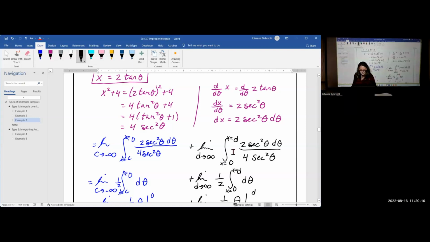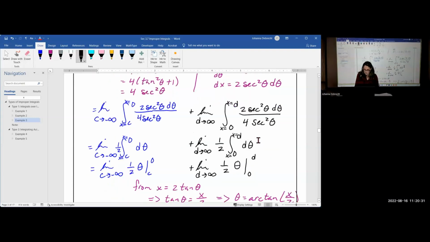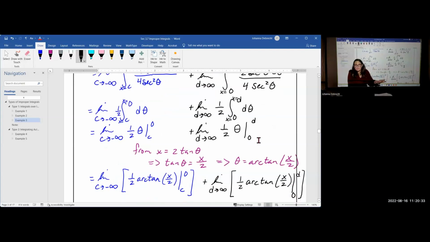Now what we have when we substitute the pieces in, 2 secant squared theta d theta replaces the differential dx, and the denominator is replaced by 4 secant squared theta. The 2 fourths gives us a factor of 1/2 on both. The secant squares cancel and we get the integral of d theta. Now when we integrate d theta, we get theta.